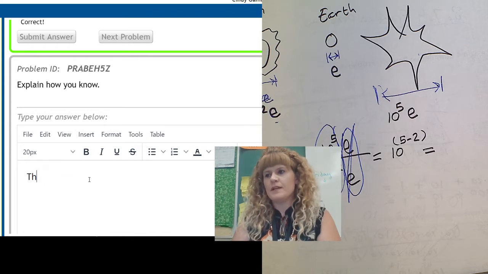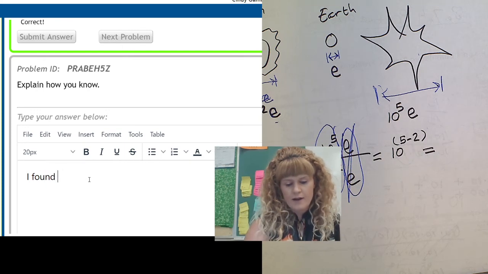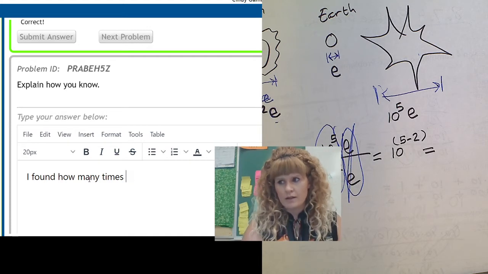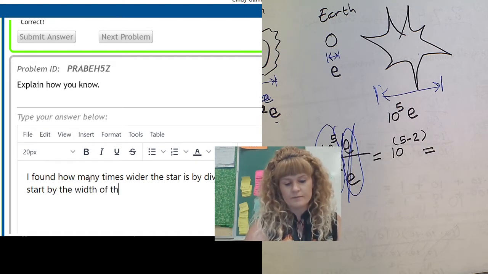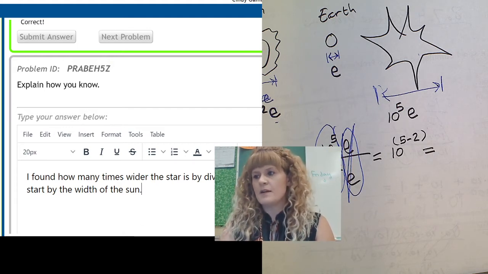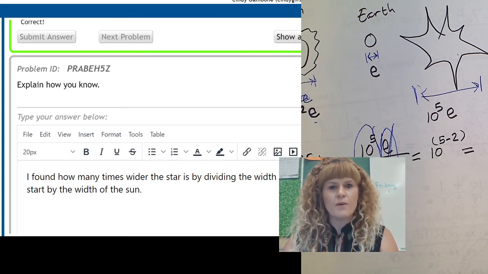Here we go. Explaining your answer is kind of hard for students, so I'm going to show that part. I found how many times wider, not larger, sorry, wider the star is by dividing the width of the star by the width of the sun. There you go. That's it.